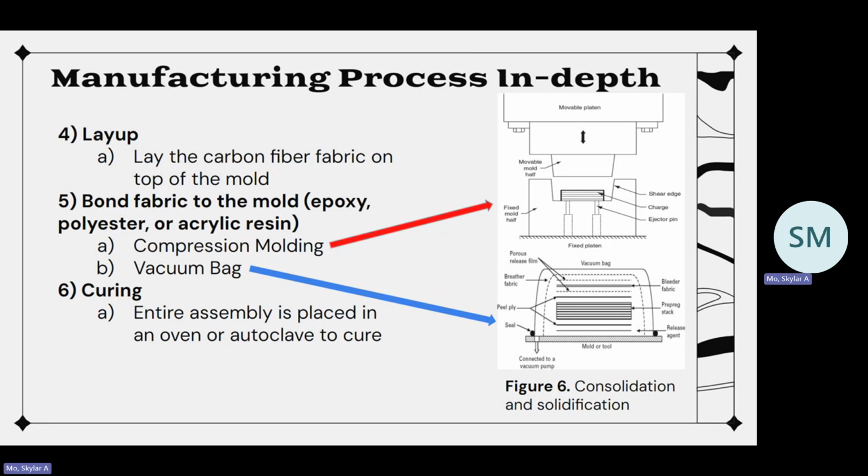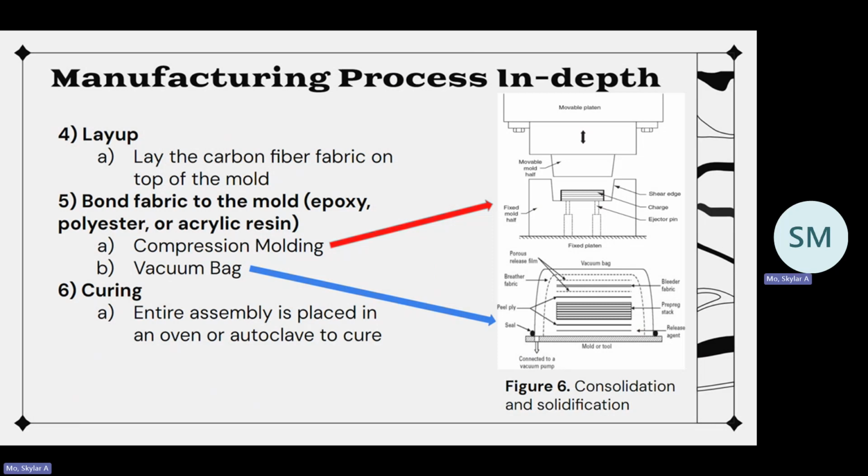The next step in the process is the layup. With the mold complete, the next step is to lay the carbon fiber fabric on top of the mold, and then the fabric is bonded to the mold using an epoxy, polyester, or acrylic resin. This is most commonly done one of two ways: either compression molding, where pressure is applied to the layers to distribute the resin evenly, or vacuum bagging. Once the carbon fiber fabric has been applied to the mold, it is placed in a vacuum bag and sealed.